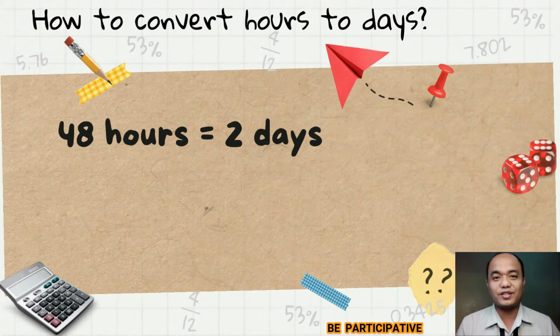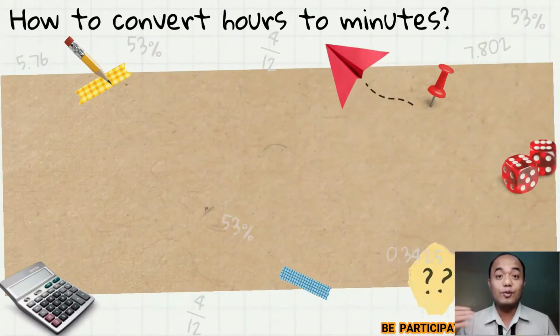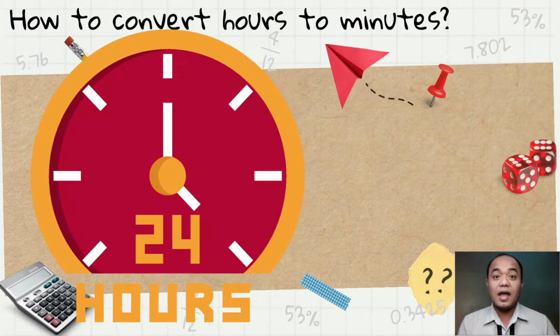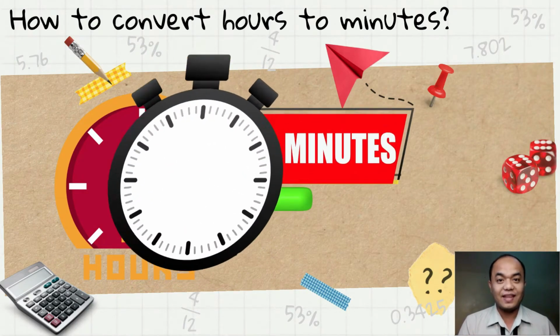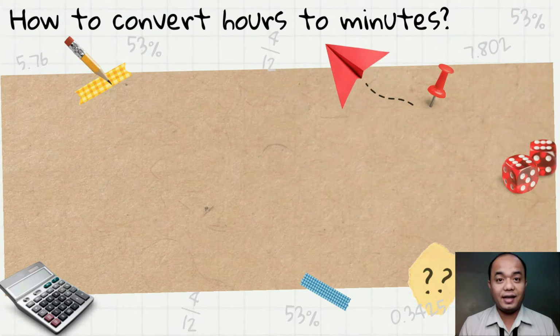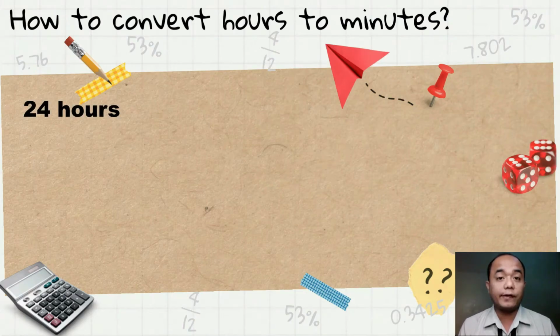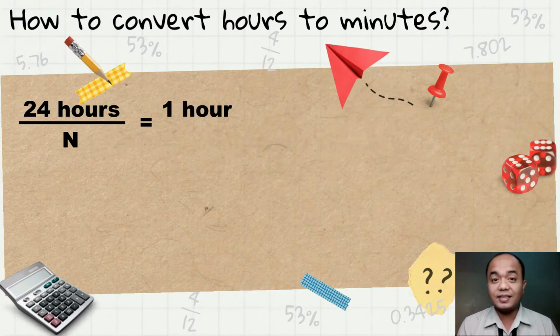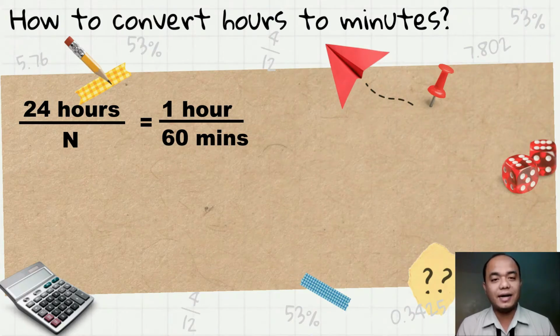Now, this time, let us convert naman hours to minutes. So, i-convert naman natin from larger unit to a smaller unit. So, we will convert 24 hours to minutes. How many minutes are there in 24 hours? How do we solve that? Now, we will convert 24 hours to minutes. And just like we do earlier, we will set up the proportion. As we all know, the 24 hours here will be converted to minutes. So, ibig sabihin, we will use variable n to represent the number of minutes. And what is the setup on the other side of the equation? Yes, 1 hour is equivalent to 60 minutes. Alam naman natin na ang isang oras ay katumbas yan ng 60 minuto.